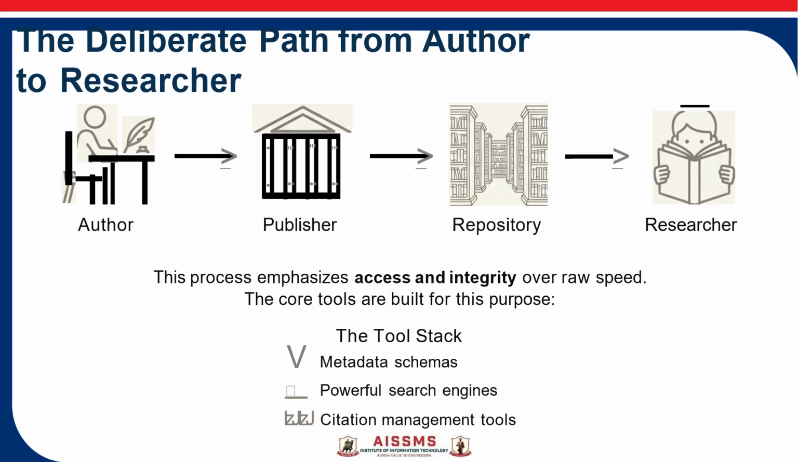The path in this world moves from author to publisher, then to the repository, and finally to the researcher. This process prioritizes integrity and access over raw speed. To support this, we use a specific tool stack involving metadata schemas, powerful search engines, and citation management tools.